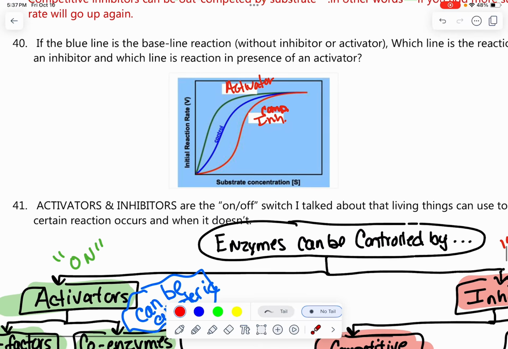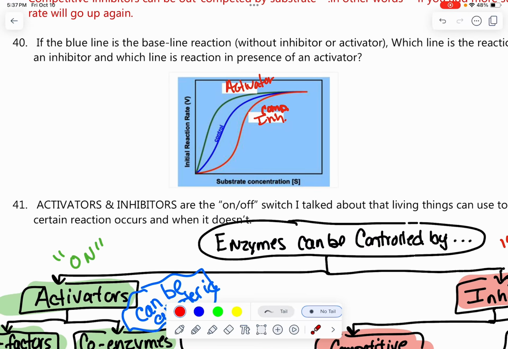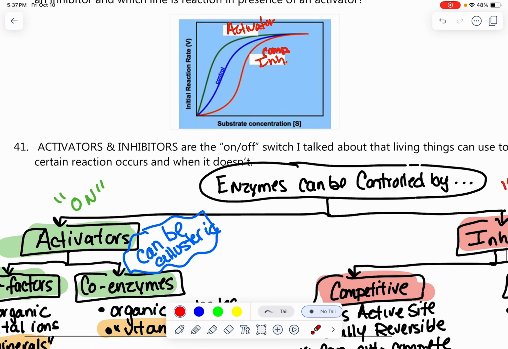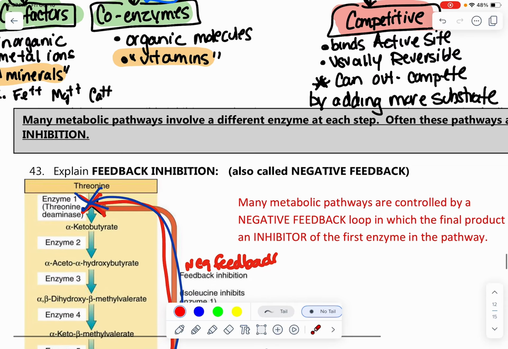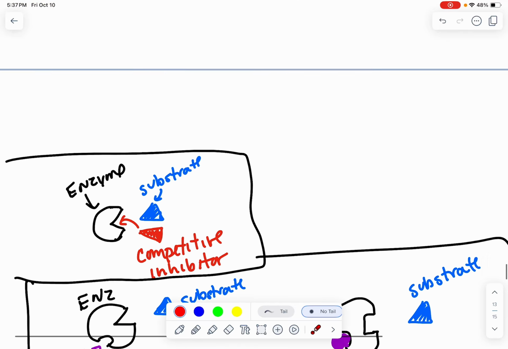So just get used to looking at graphs. We're going to practice some in class next time. We'll do some practice AP questions where I give you graphs and you analyze that. I think we went over that outline. I'm going to come back to negative feedback here in a second.